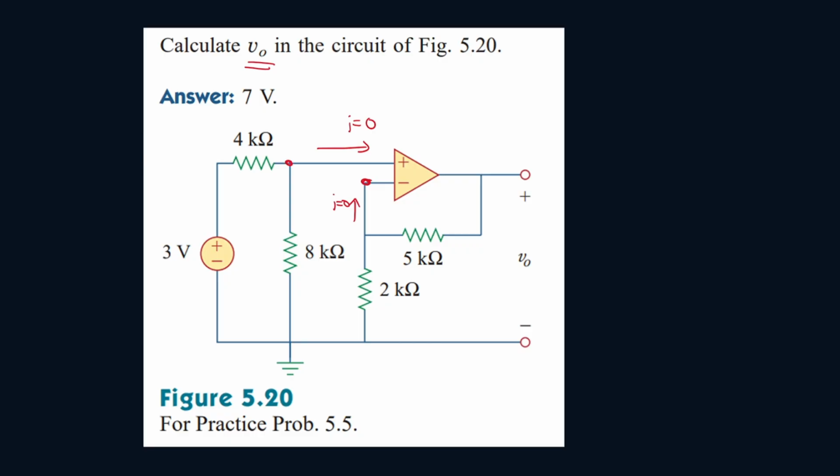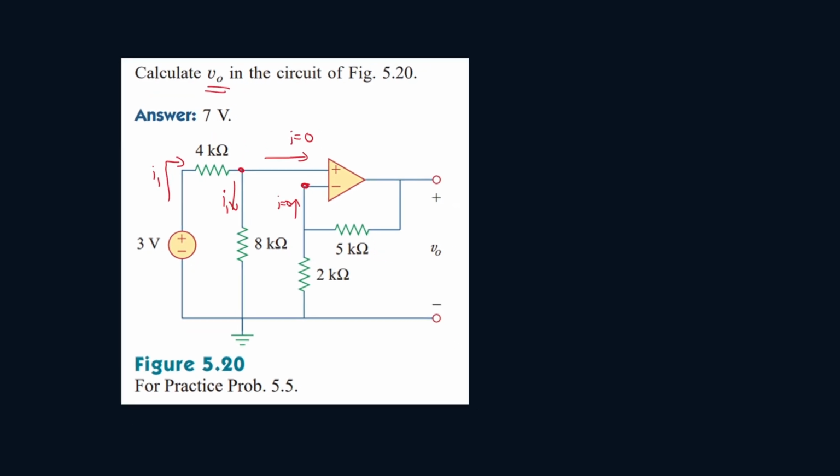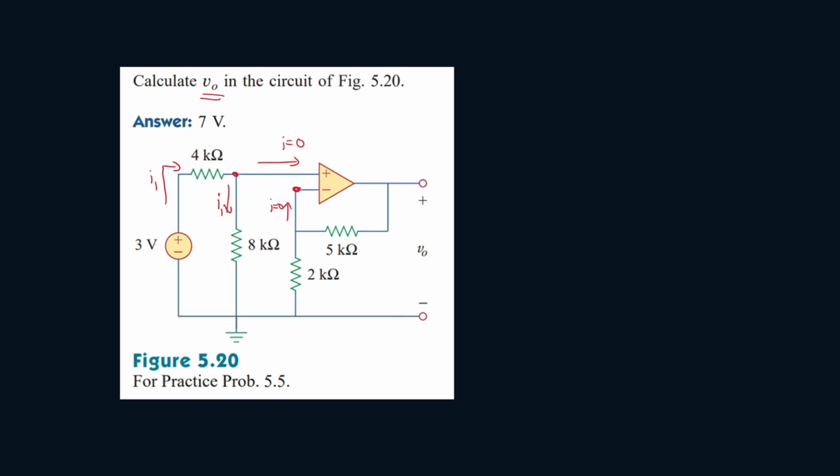Okay, so what we should do is try and find the voltage here. Then that will give us the voltage over here as well. So since the current passing through this wire is 0, when we have a current here, let's call this I1, this will be equal to the current passing through here as well. Okay, and that makes I1 pretty easy to solve.